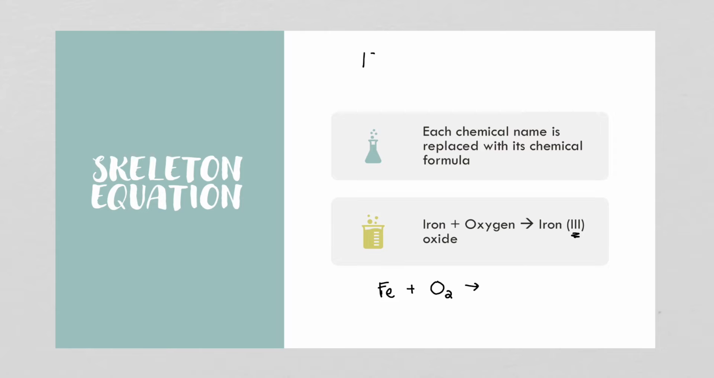So I'm just going to write up here, we have iron, which has a 3 plus charge, and then oxygen has a 2 minus. We'll do the crossover rule. So it's actually going to be Fe2O3. So that's our skeletal equation. We can see that it's not balanced yet. We'll do that in the next step.